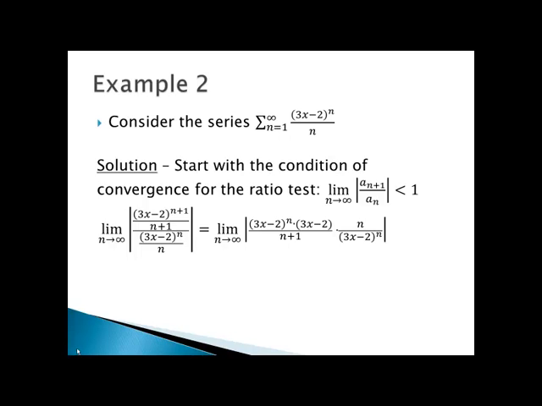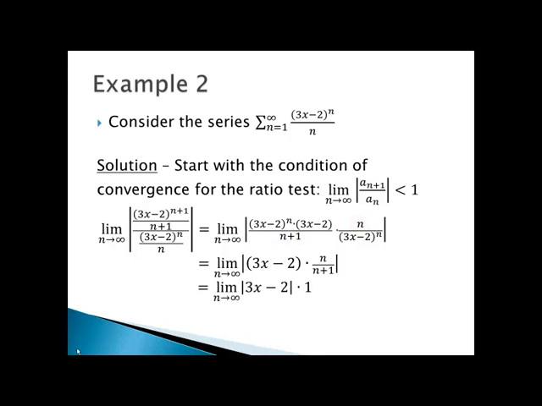Simplifying that complex fraction, I have 3x minus 2 to the n power times 3x minus 2 to the first power, all divided by n plus 1, times the reciprocal of the fraction that was on the bottom, n divided by 3x minus 2 to the n power. My 3x minus 2's to the n power cancel, and I'm left with just 3x minus 2 and also n divided by n plus 1.